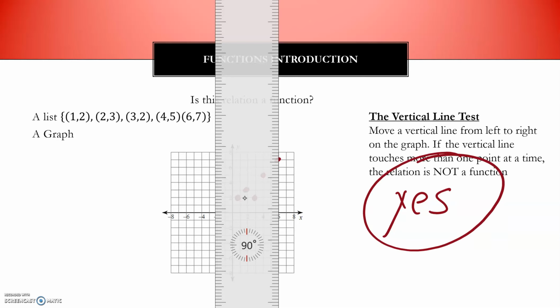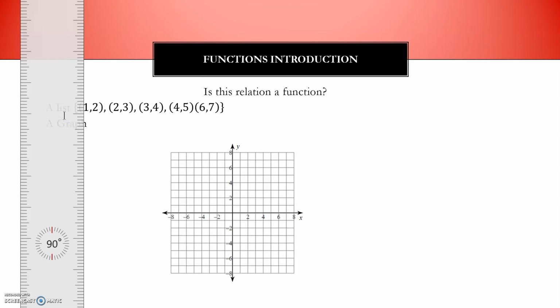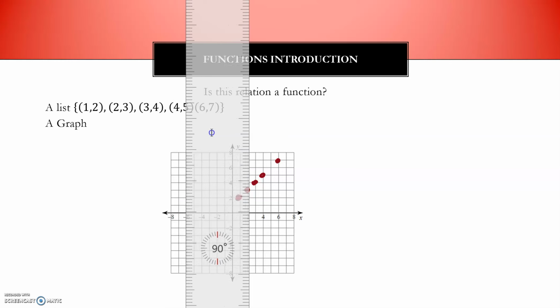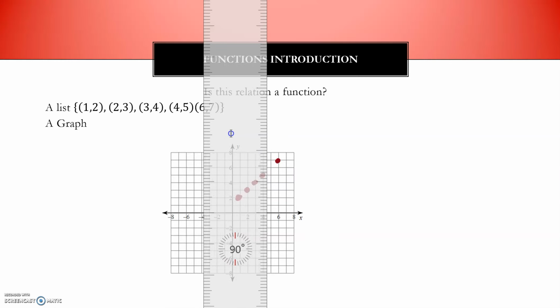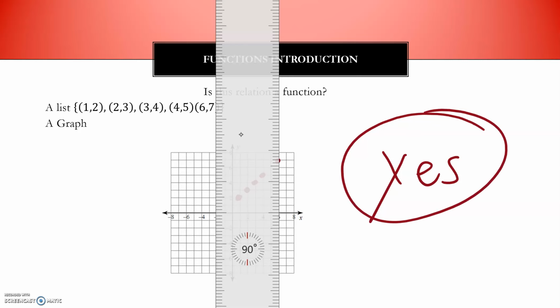All right, let's do another one. So this one, (1, 2) again, (2, 3), (3, 4), (4, 5), and (6, 7). All right, let's do the same thing again. 1 point, 1 point, 1 point, 1 point, 1 point. This one passes. It is a function. And again, we already saw that before. Okay? If it touches 1 point at a time, it's a function. If it touches more than one, it's not.